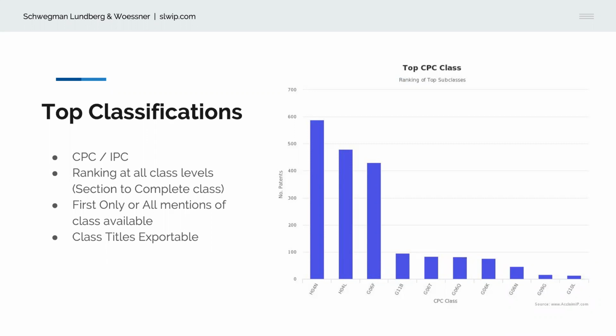I'll also add quickly that this may not mean a lot to you with just the actual lettering and numbering of the CPC or IPC class, but I'll usually include a table right next to the graph with the definition or the title of the actual class that you're looking at, and that'll really help.